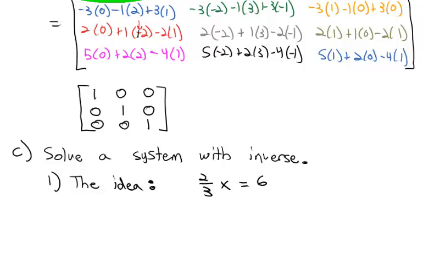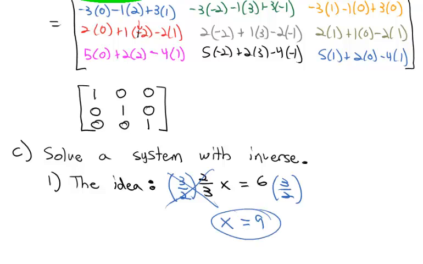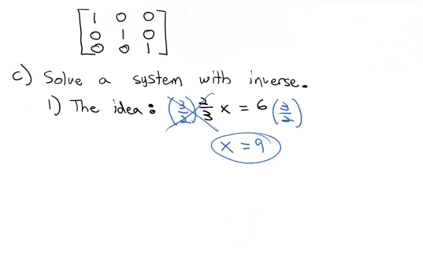Well, the way we solve 2/3 x equals 6 is we multiply both sides by the reciprocal. You could think about it as we're multiplying by the inverse of 2/3. We're multiplying both sides by 3/2 because the inverse goes to 1, the identity, or just x. And 6 times 3 is 18, over 2 is 9. And we get our solution. It's much the same idea with matrices.